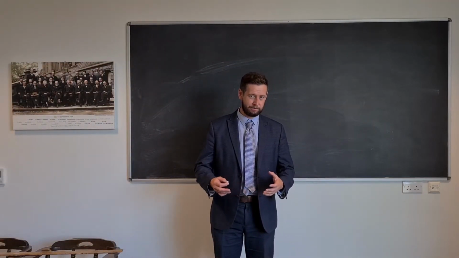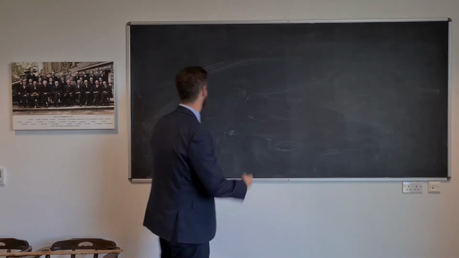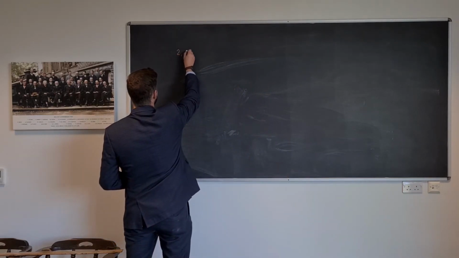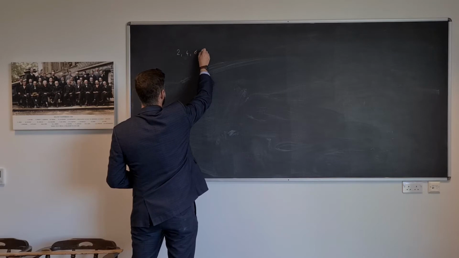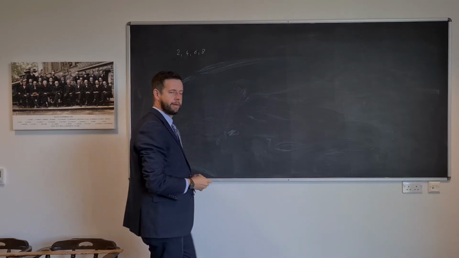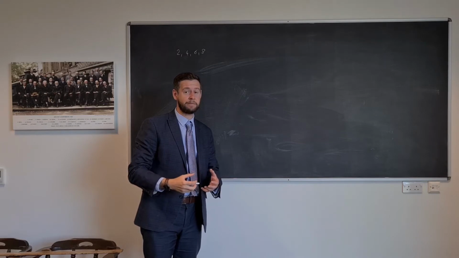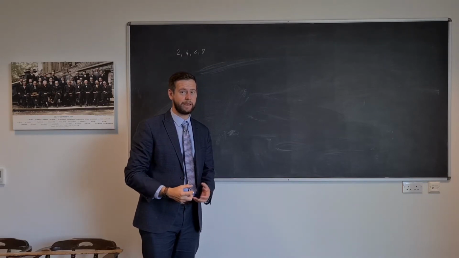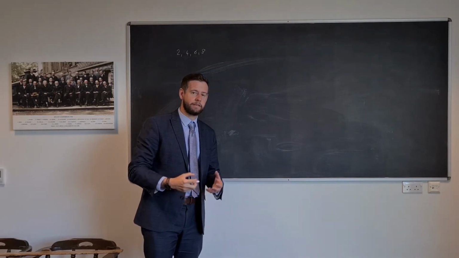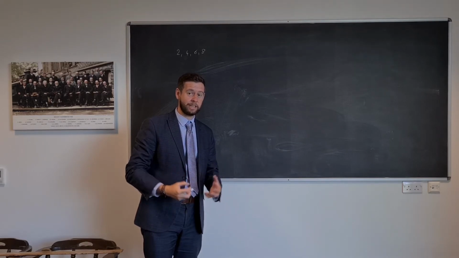If we had a series of numbers that increased like this, 2, 4, 6, 8, what we might notice about them is that each of these numbers is increasing by the same amount each time. This is an example of an arithmetic progression.